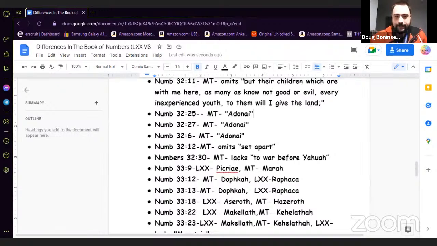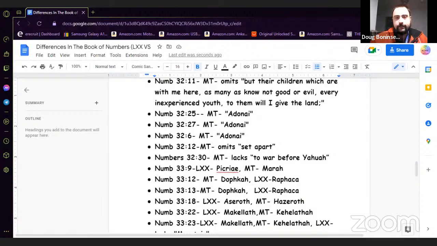I don't know why that happens like that. I'll show you guys what I'm talking about here. So Numbers 32:11. Surely these men who came up out of Egypt from 20 years old and upward, who know good and evil, shall not see the land which I swore to Abraham and Isaac and Yaakov, for they have not closely followed after me.